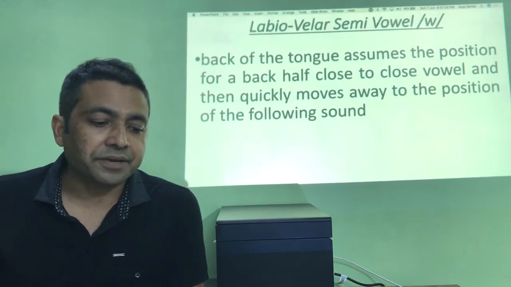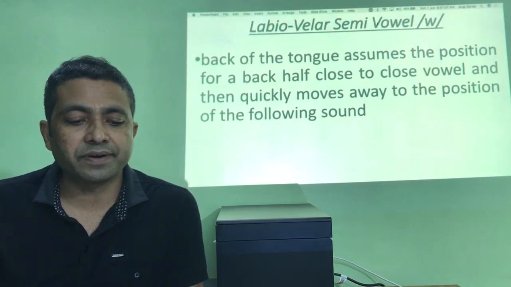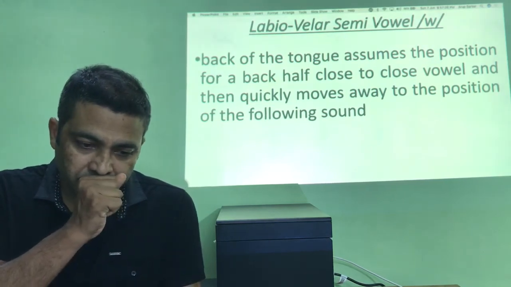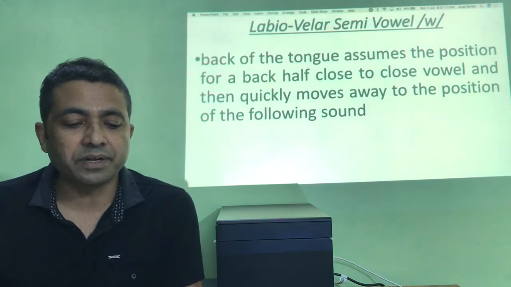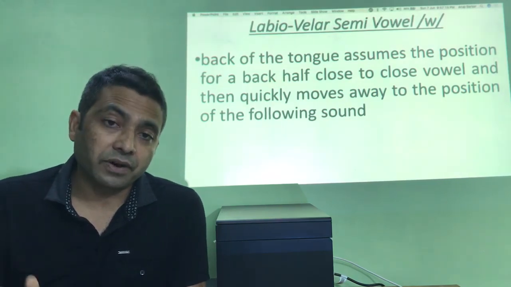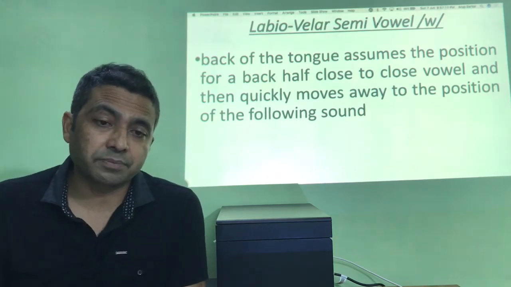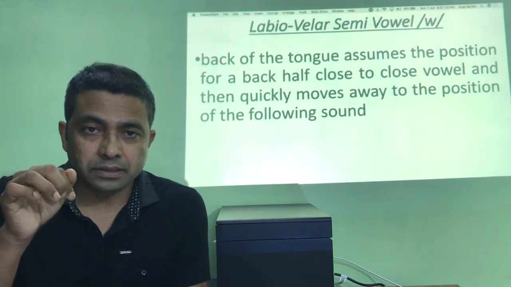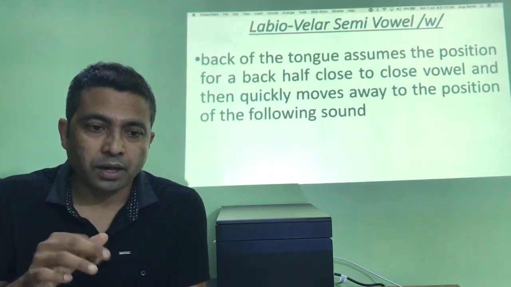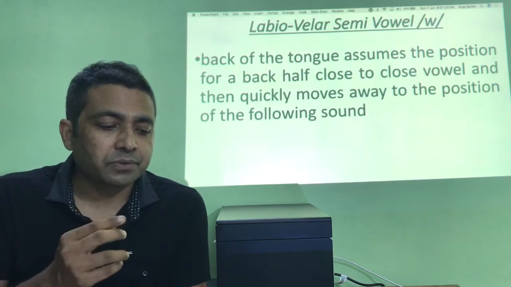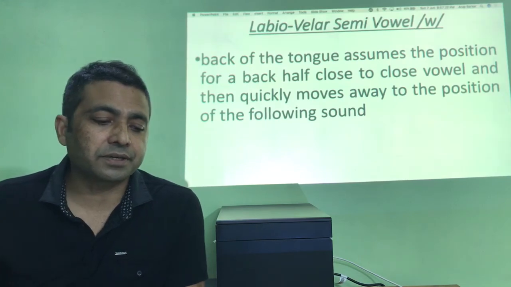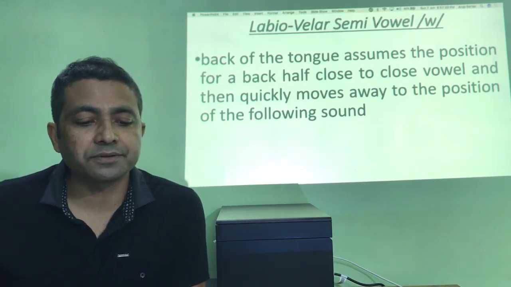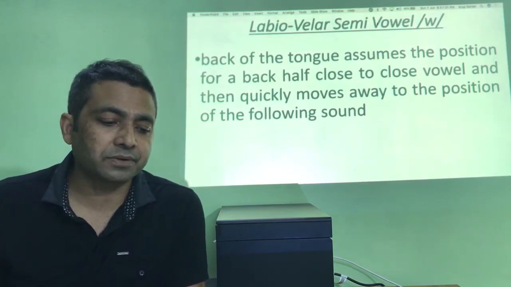Then we have labiovelar semivowel, wa. Very interesting. This is again like another semivowel. There is a vowel glide from one position to another position, oo, then oo. But when you pronounce, the two lips almost come together, so according to many, it is kind of a bilabial kind of sound.